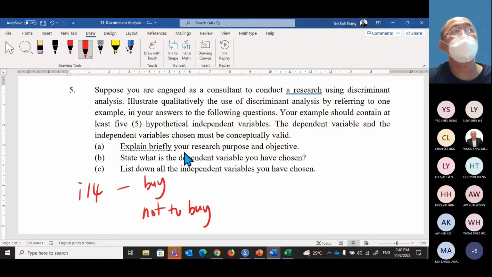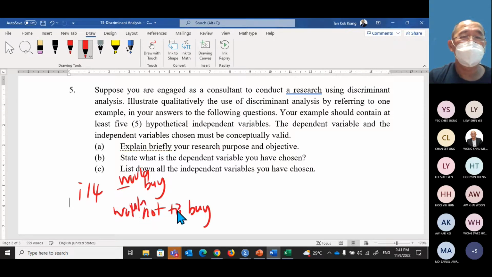You can survey, maybe not buy, but would buy, and would not buy. So we know the category of the observation, the respondent. The research purpose is to see which category of people will buy the new iPhone 14.